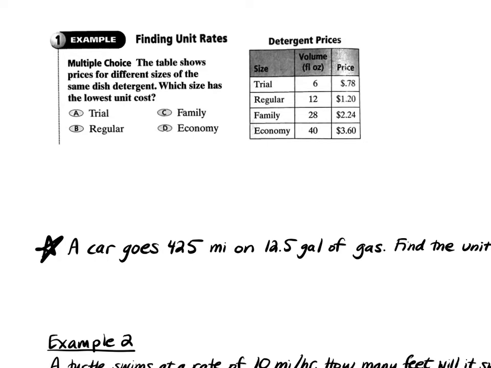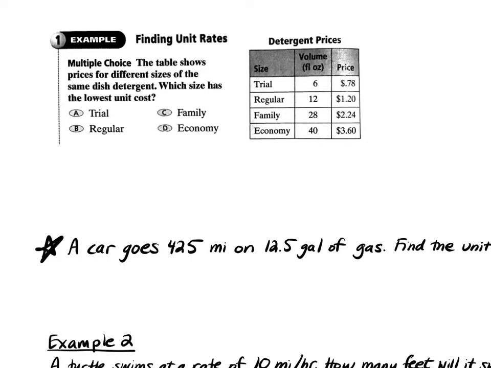Obviously, 78 cents would be nice, but you wouldn't get that much, right? So maybe our economy seems like you're spending a lot, but maybe you're getting the most for your money, right? So if you need a lot, it would make more sense. So the best way to do this is to figure out unit rates. Then we can compare by ounce.